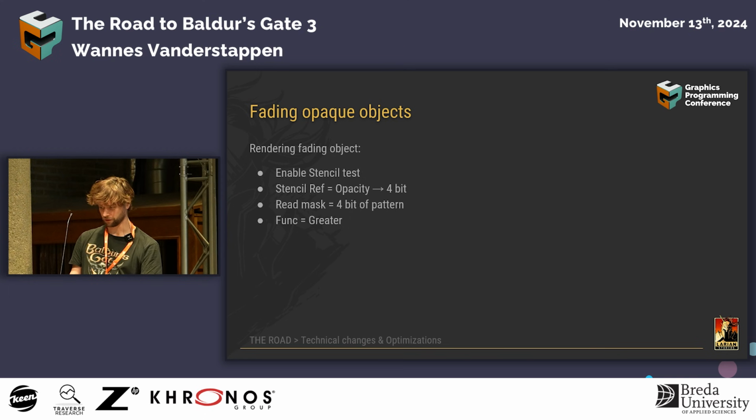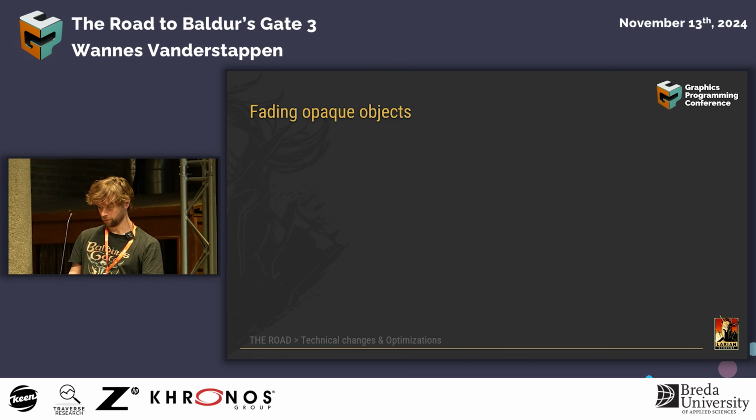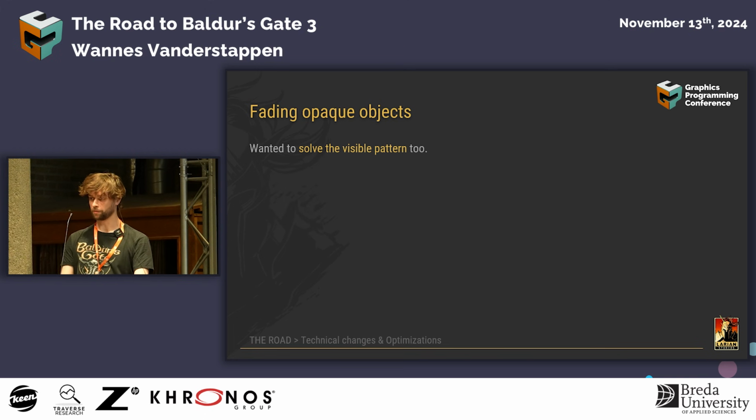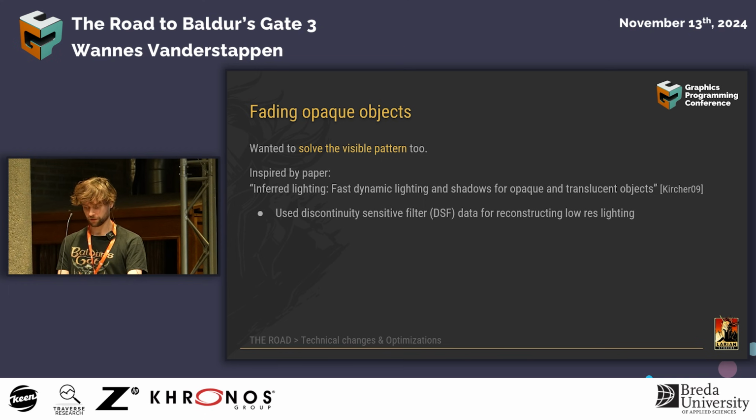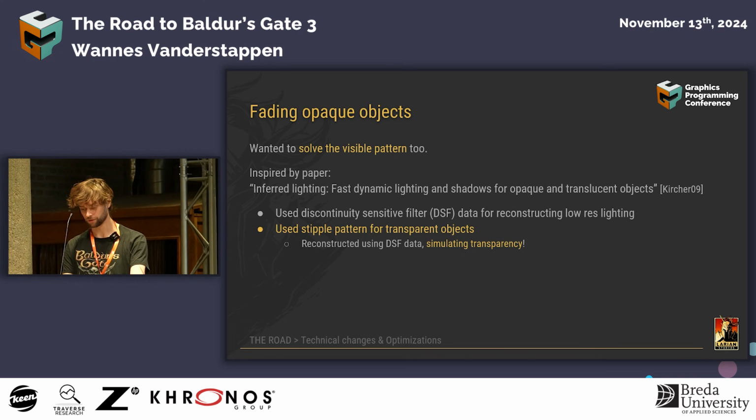So that gives us the dithering pattern already. This is the stencil test, so it's just the opacity value of the object converted to 4 bits, and read mask also to those 4 bits of the pattern, and then function is greater, so then you get the dithering pattern. But we also wanted to solve that you see this visible pattern. So this was a bit inspired by the following inferred lighting paper. This uses a discontinuity-sensitive filter to reconstruct lighting from low res to high res. But also, it used the stipple pattern for transparent objects. And using this same filter data, they can simulate transparency. So I thought it was interesting.